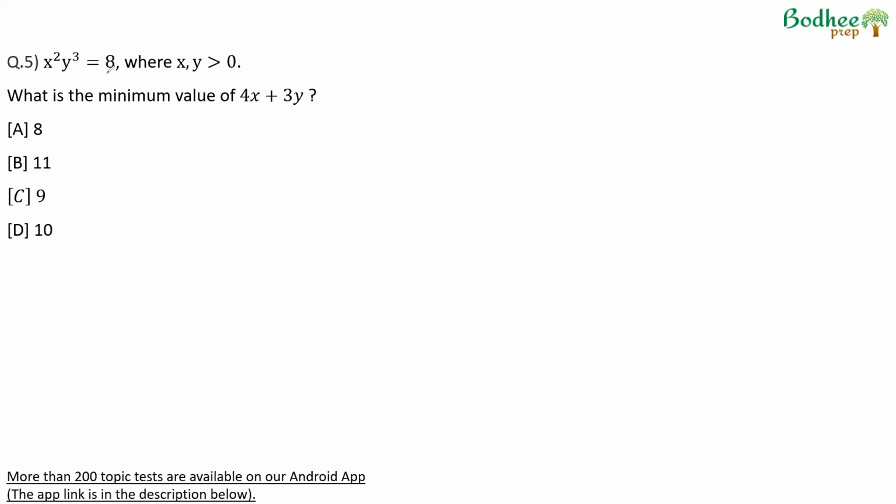x square y cube is 8. x and y are greater than 0. What is the minimum value of 4x plus 3y? x into x into y into y into y is 8. I multiply this by 2 and 2, that is 4. And therefore we can say 2x into 2x into y into y into y is equal to 32.